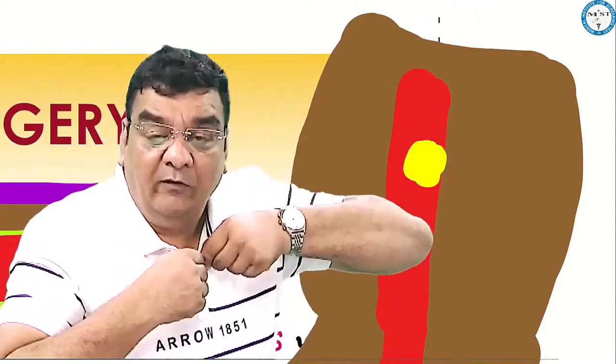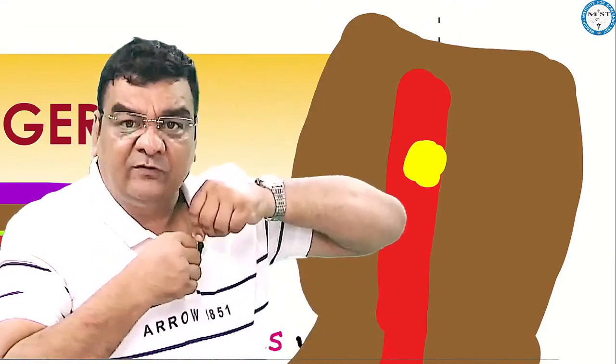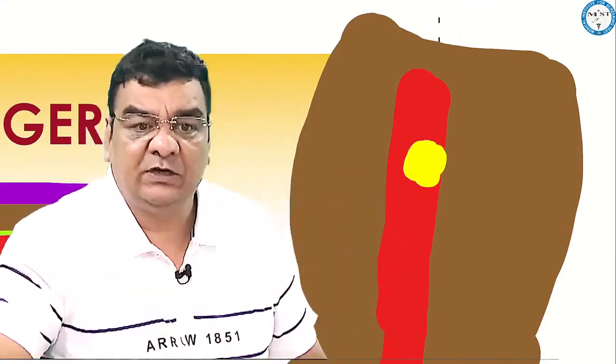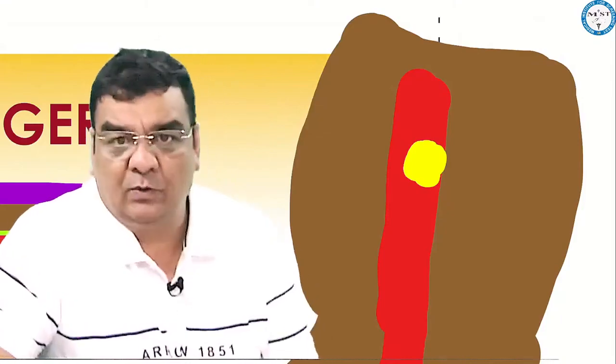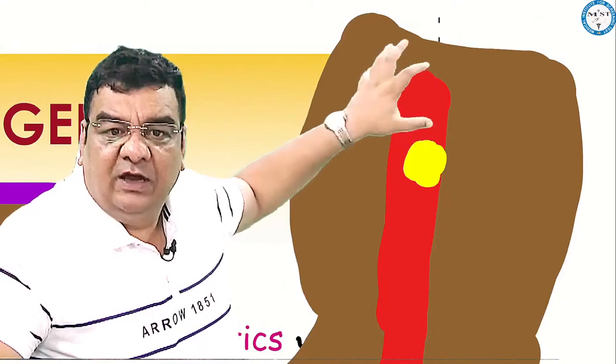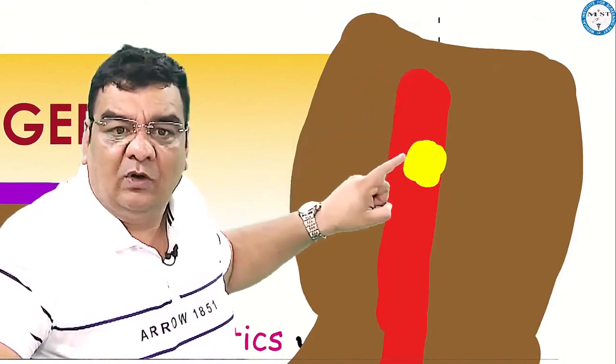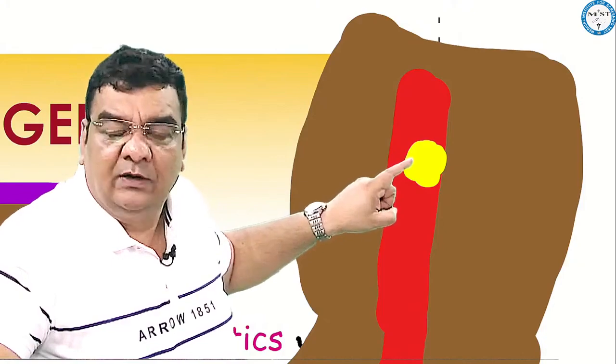This is what we call as bruit. If on auscultation, beta, you hear this bruit type of sound in a patient, this simply indicates there is some turbulence. And this turbulence is most likely because of some stenosis or obstruction, right?